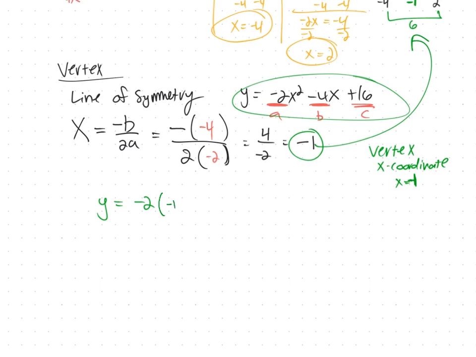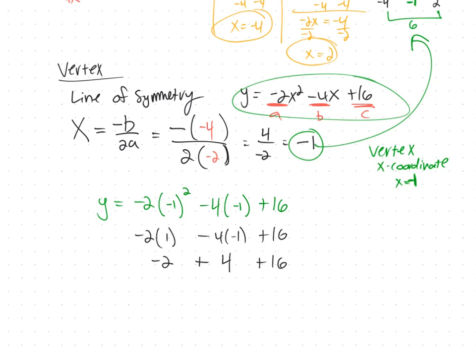X, but x is negative 1 here, squared, minus 4 times x is negative 1, plus 16. And now we're just going to use order of operations. So exponents first, and then multiplication. So negative 2 times 1 minus 4 times negative 1 plus 16. We've got negative 2, double negative, so positive 4 plus 16. 16 plus 4 minus 2 is 18.